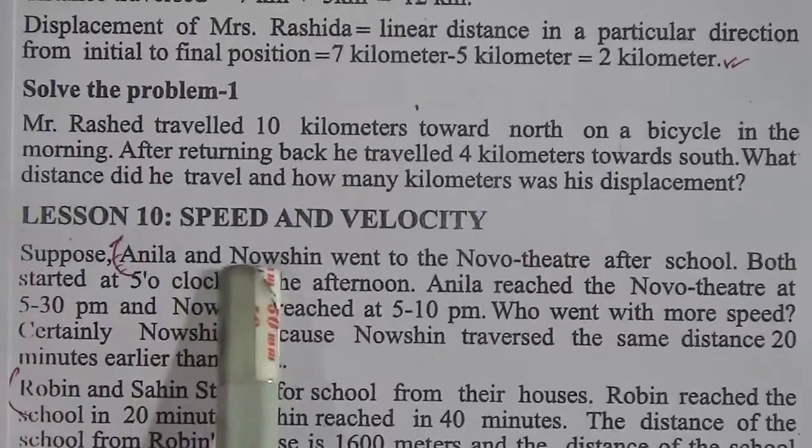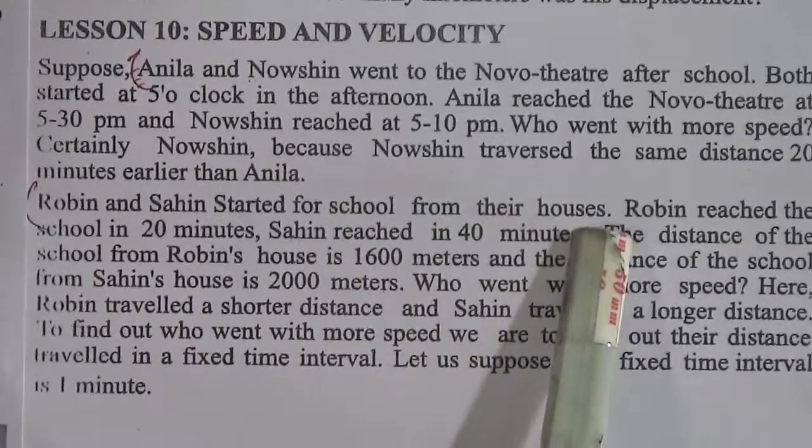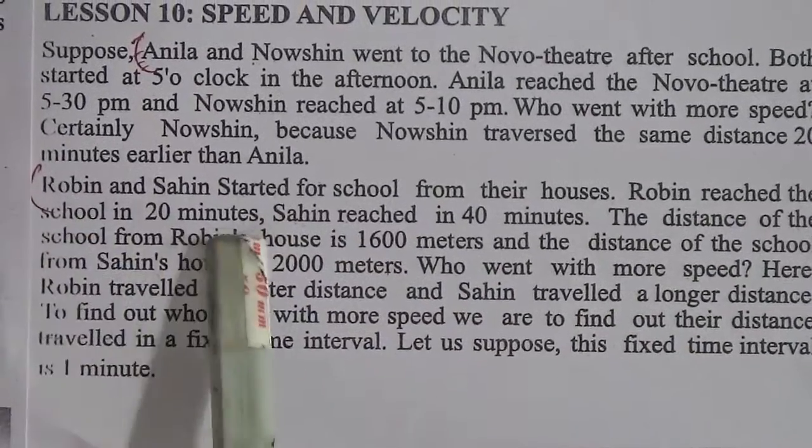Now speed and velocity. Robin and Shaheen started for the school from their house. Robin reached the school in 20 minutes.